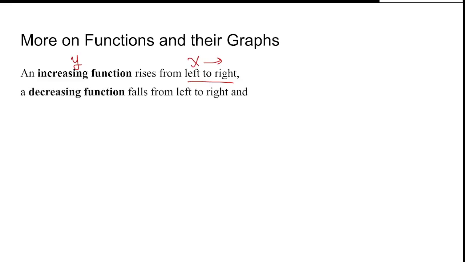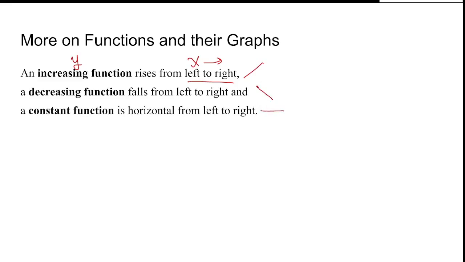We could also have a decreasing function. This first one, let's draw a little picture, is going from left to right upwards. A decreasing function, since it's the y that decreases as the x increases, gives a falling graph from left to right. And then constants, well, that's just horizontal from left to right: no change, not going up, not going down.